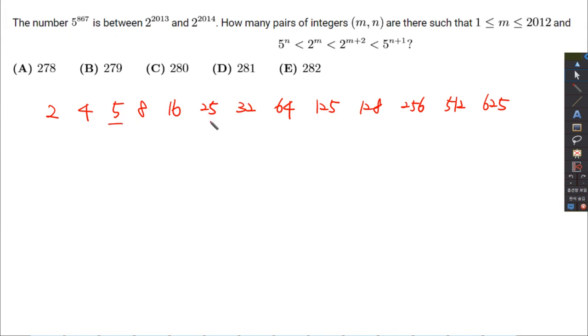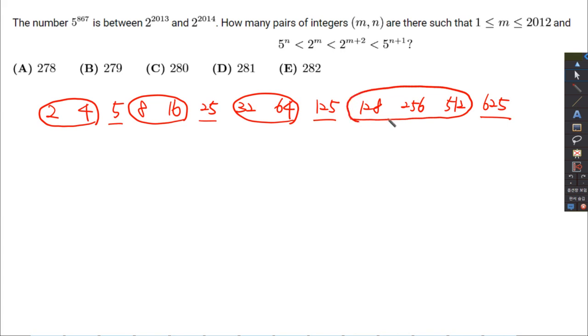So between powers of 5, there are two numbers of power of 2 at some interval, and at this interval there are 3 powers of 2, and this interval is the case we want, because in this interval there are three powers of 2: 2 to the power of m, m plus 1, and m plus 2. So we want to find the number of intervals which contain these three powers of 2.